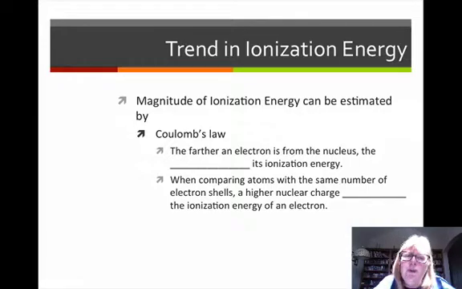But let's think about this trend on the periodic table. The magnitude of the ionization energy is estimated by Coulomb's law. The farther an electron is from the nucleus, that would be the R, or the R squared in Coulomb's law, the bigger that R is, the lower the force of attraction, and so the lower the ionization energy. So electrons that are farther from the nucleus have a lower ionization energy. When we compare electrons that have the same number of electron shells, if you have a higher nuclear charge, so the Q1 or the Q2 is larger, then the ionization energy of an electron would go up.